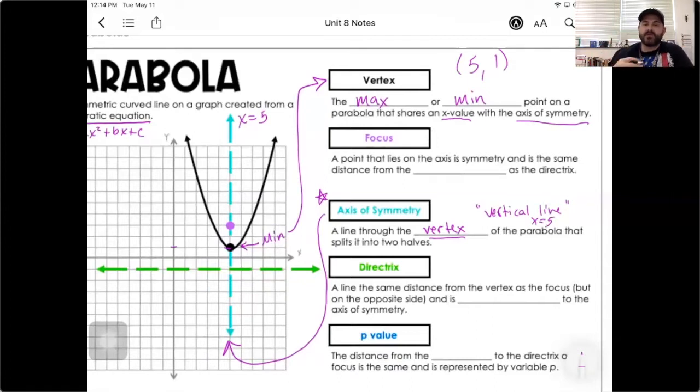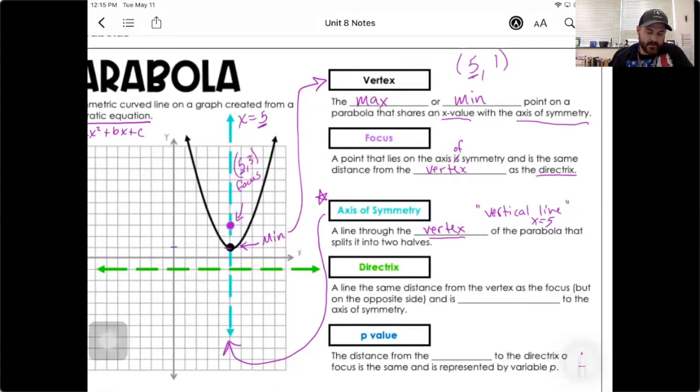And now let's talk about another couple ideas that are really, really important. We have another point inside the graph here that is called the focus, okay? The focus is a point that lies on the axis of symmetry, and is the same distance from the vertex as something called the directrix. We'll get to that in a second. But this point inside this curve here is called the focus. All right, and that would have an ordered pair of (5, 3). Notice it has the same x value as the vertex, as the axis of symmetry, because it's on the axis of symmetry.